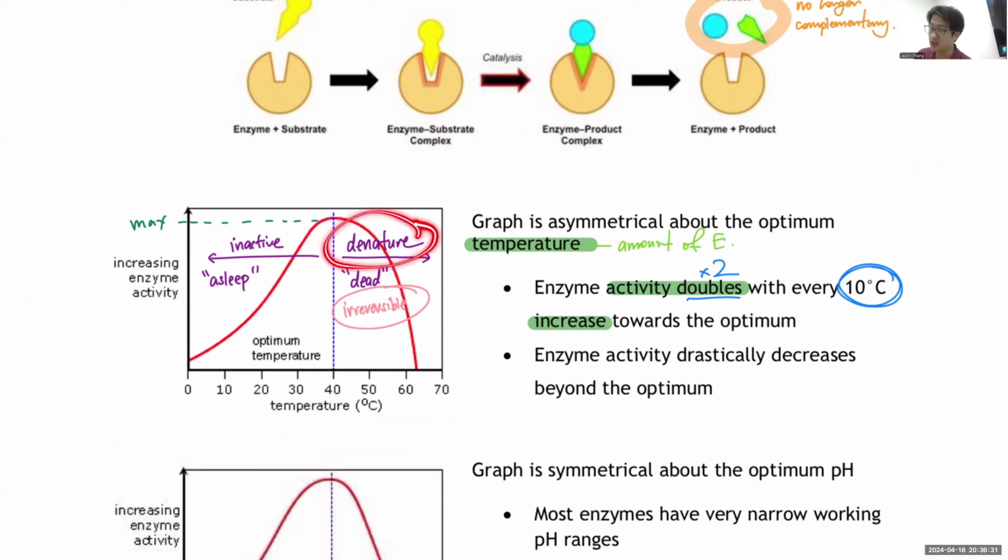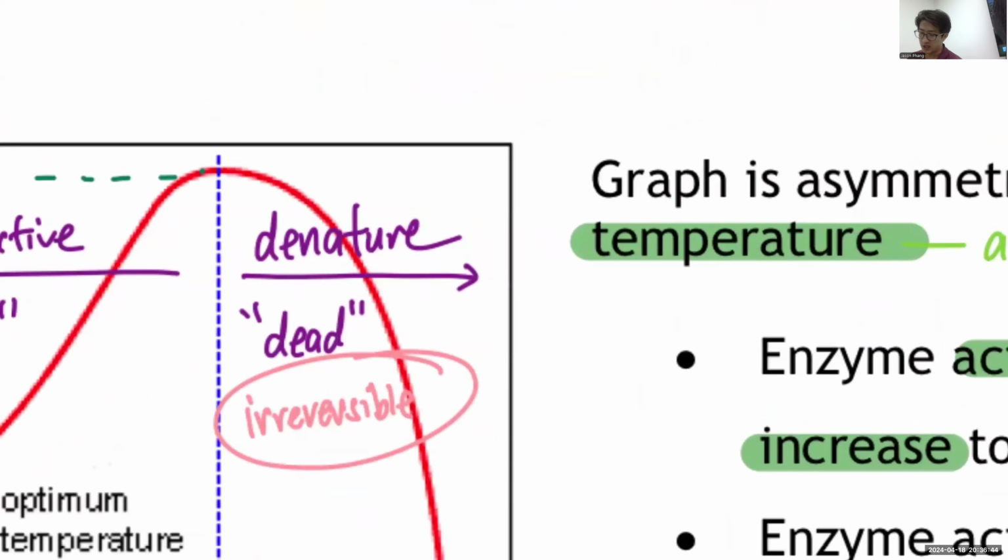So denaturation can be described as the irreversible change in the shape of which part of the enzyme? Always zoom into the active site there. Okay, so denaturation is the irreversible change or the loss in the shape of the active site of the enzyme.